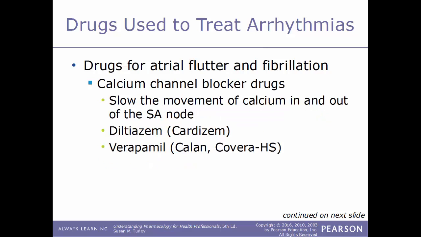You can also use calcium channel blocker drugs for atrial flutter or atrial fibrillation. And these act by slowing the movement of calcium both in and out of the sinoatrial node. And some examples here: diltiazem, also known as Cardizem; and verapamil, also known as Calan or Covera-HS.